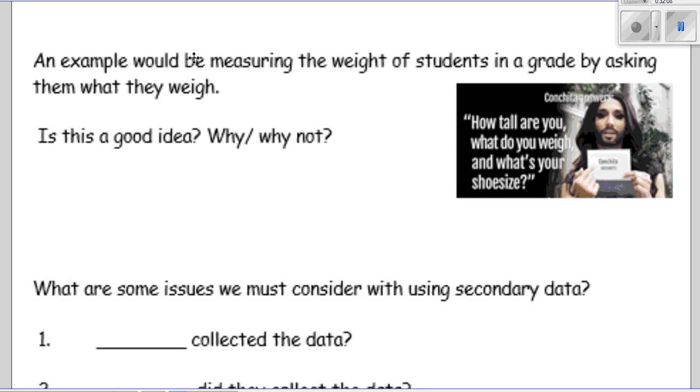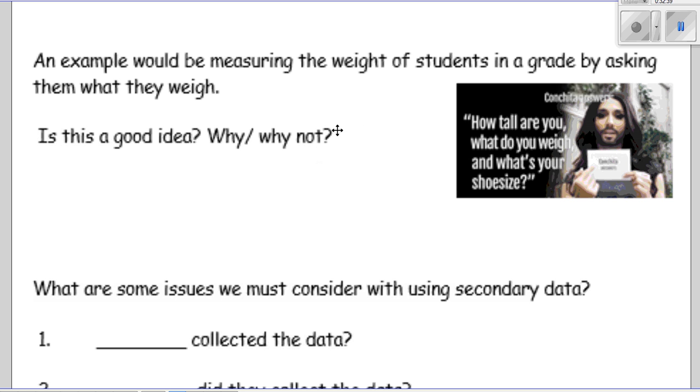An example would be if you did a survey, and a lot of people have done surveys of BMIs, the body mass index, for their IAs. An example would be measuring the weight of students to do something like BMI in a grade by asking them what they weigh, because it's a bit of an invasion of people's privacy to make them stand on a scale in front of everyone. So quite often when it comes to surveys, people just ask them what they weigh. So is that a good idea? Why not?